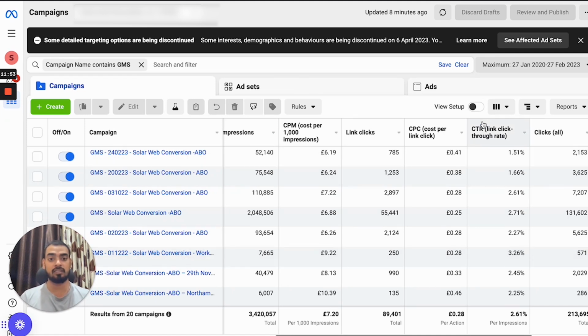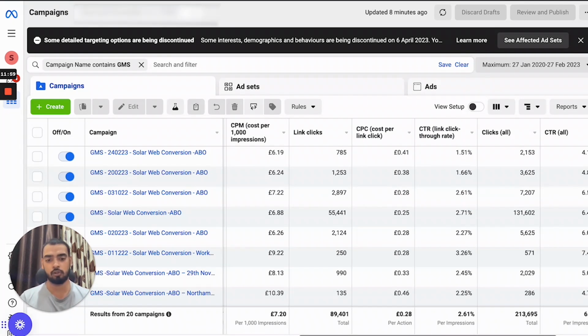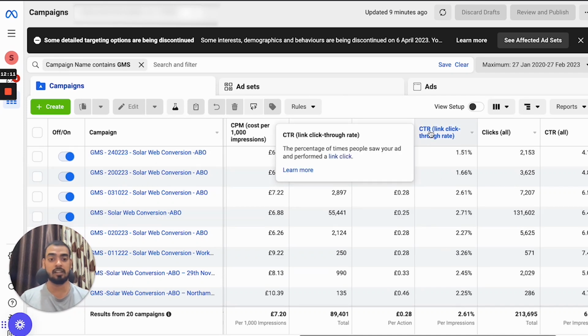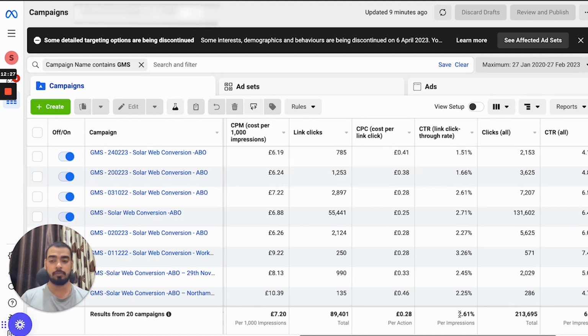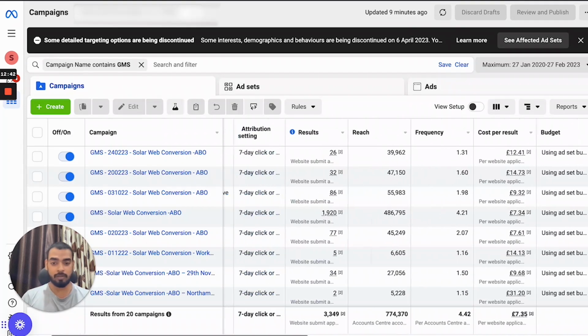And even if you look at the CTR, it is really good, 2.61. I would say for solar in the US we have a CTR of 1.5, but 2.61 is more than better. It's outstanding. If someone is clicking on your link, that means your CTR is very high. It is the percentage of times people saw your ad and performed a link click. Out of 100 people, 3 people are clicking on your ad. That's why CTR is really important, because it shows how interesting your ad is. I think this is the basic metrics breakdown for this client, and you can see the performance here, right?